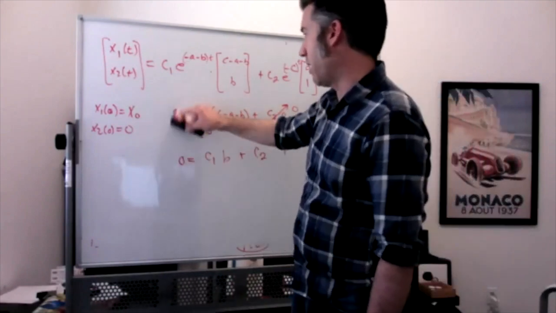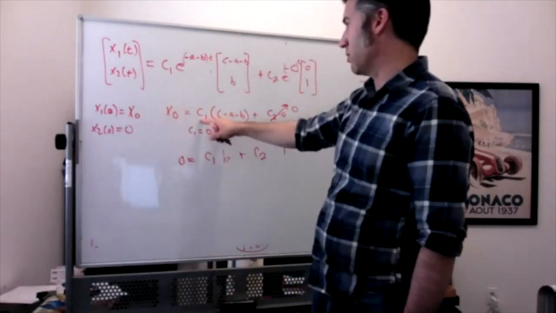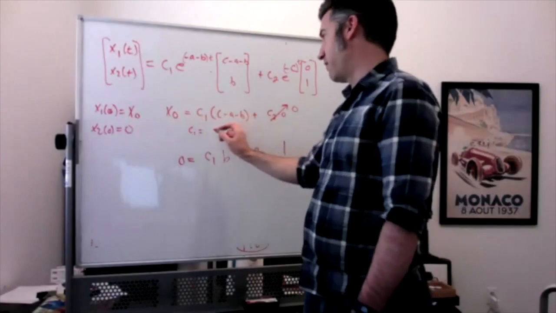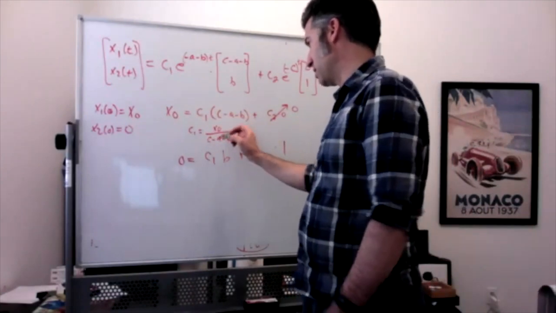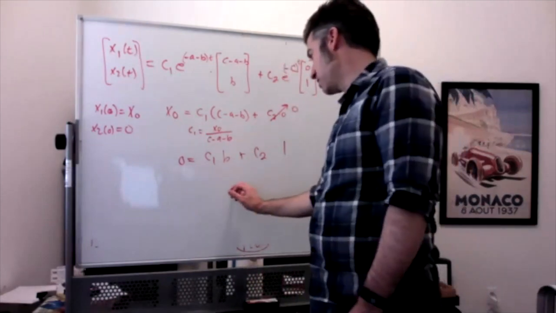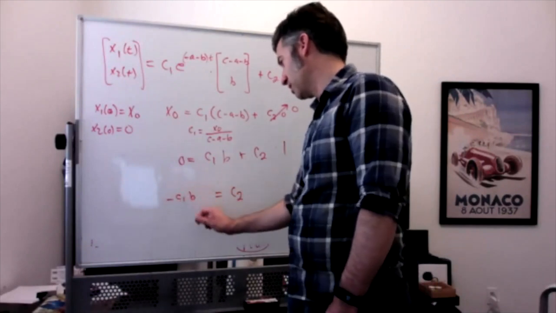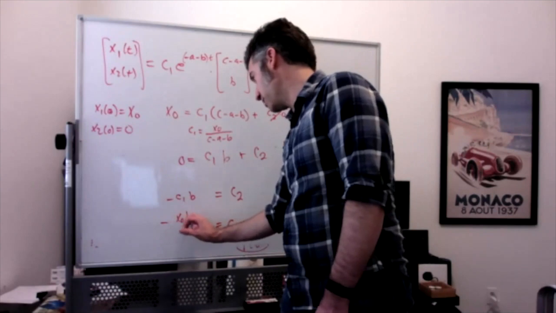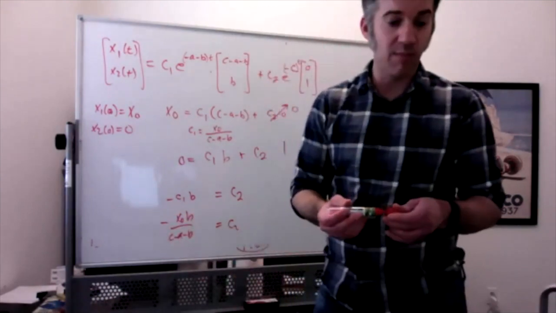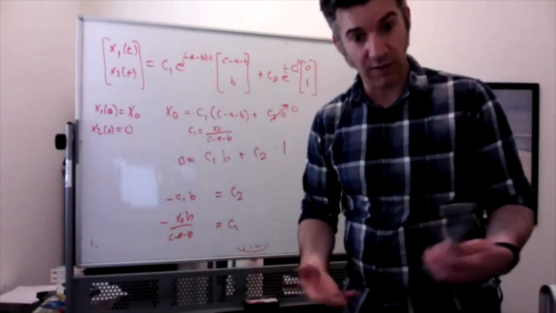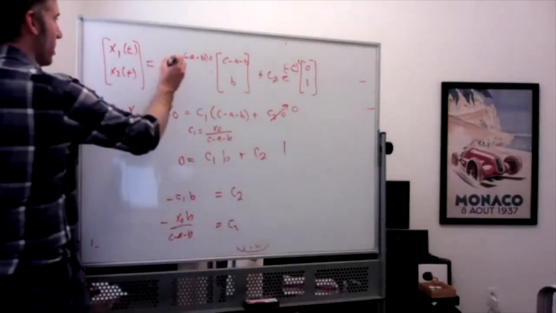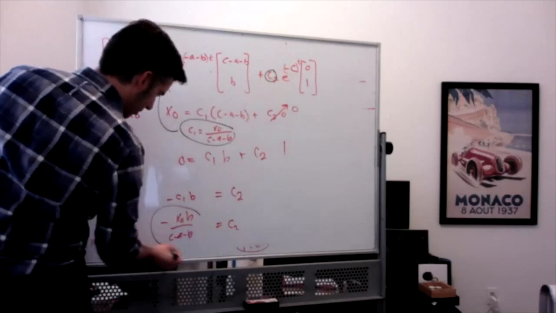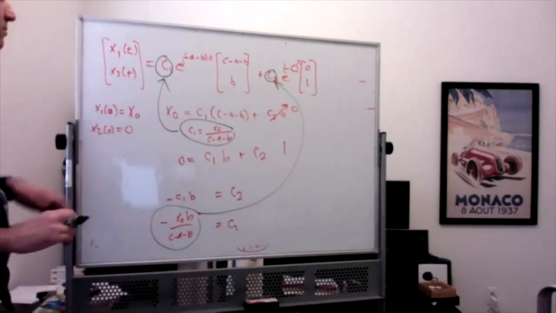But if x1 of 0 is x naught, you'd have x naught equal to c1 times this plus c2 times 0. So then you would get c1 equal to x naught divided by c minus a minus b. And then solving this, you would have c2 equal to negative c1 times b, which would be equal to negative b times all of this. So negative x naught b over c minus a minus b. Okay, that makes more sense now. So it's really important to read the question carefully, as I hope I've demonstrated very clearly today. C1 here, that would be this value here, and C2, that would be this value here.